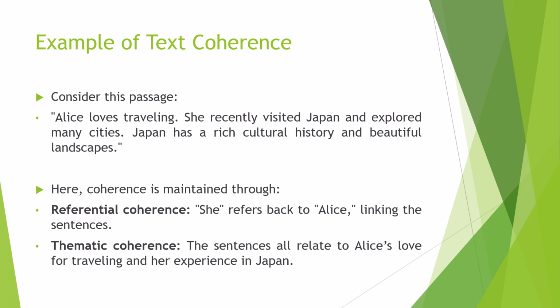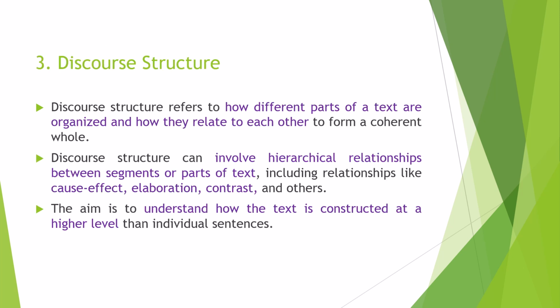So in this example, the word she refers back to Alice. So it connects the two sentences by using this pronoun. So here we have referential coherence. And the next coherence is thematic coherence, because all these three sentences are expressing Alice's love for traveling and her experience in Japan. So these are all conveying the same topic. So we have thematic coherence in it.